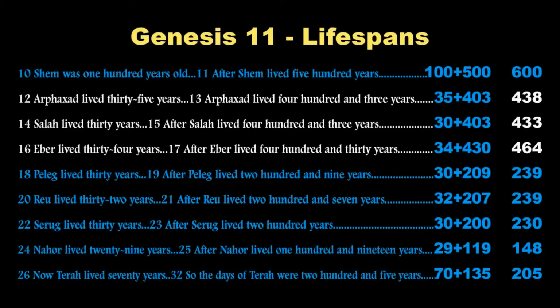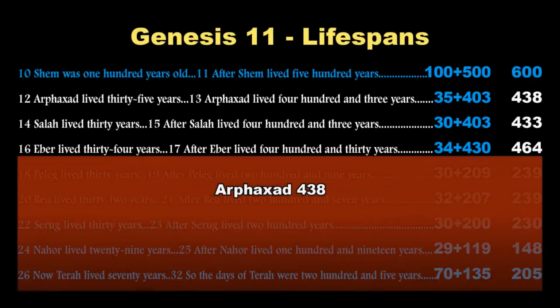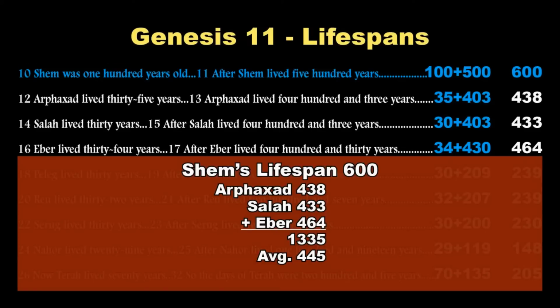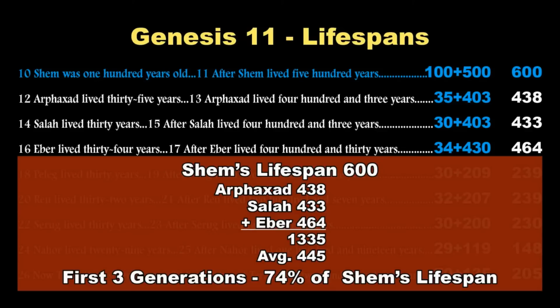Now look at the first 3 generations after the flood. They all had similar lifespans. You have 438, 433, and 464, which are close to each other. You total the ages and divide by 3 to get to an average of 445 years in the first 3 generations after the flood. Then we put Shem's lifespan of 600 years at the top and figure out that the first 3 generations lived 74% of the lifespan of Shem. So that's a good barometer of how God was gradually decreasing the lifespans of mankind after the flood.